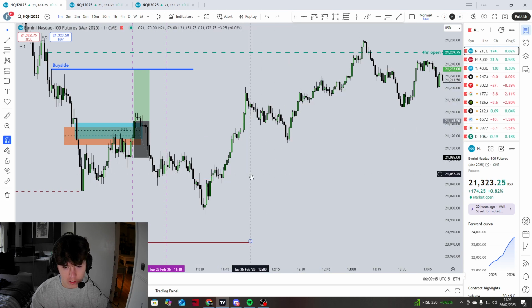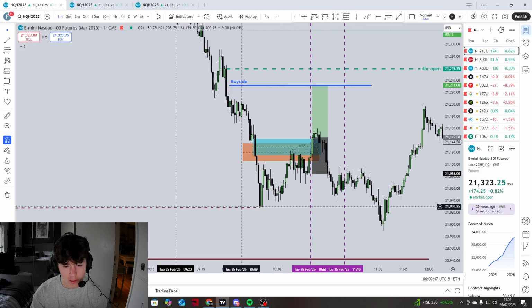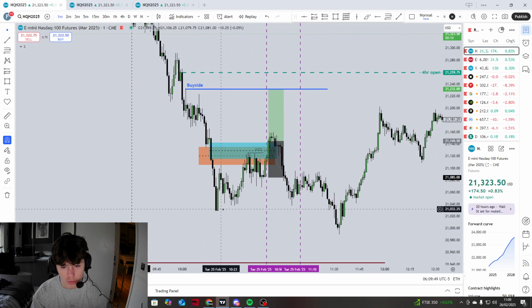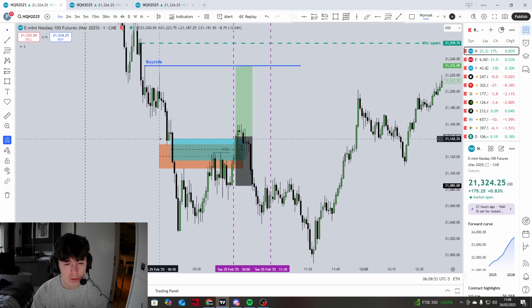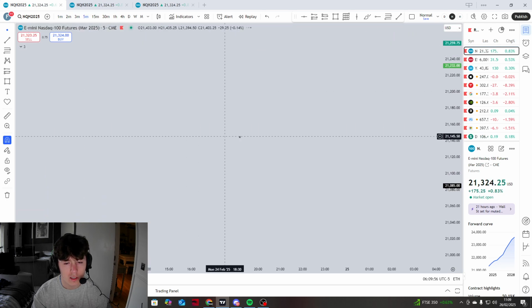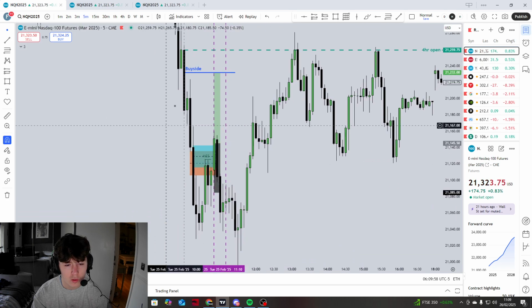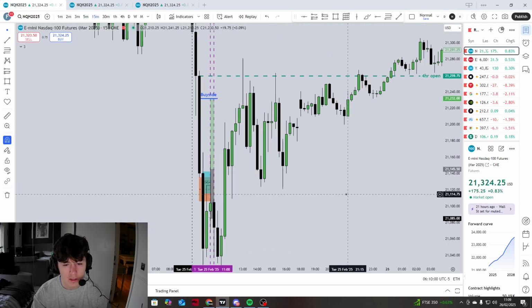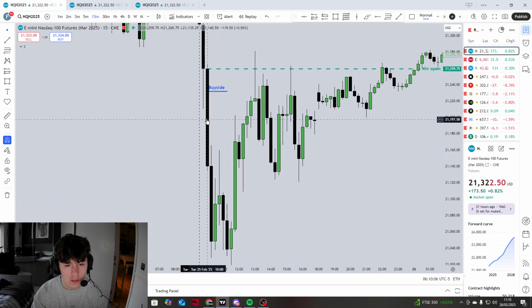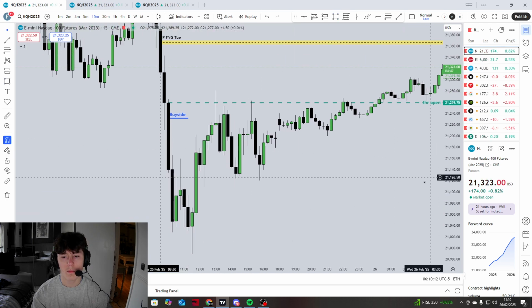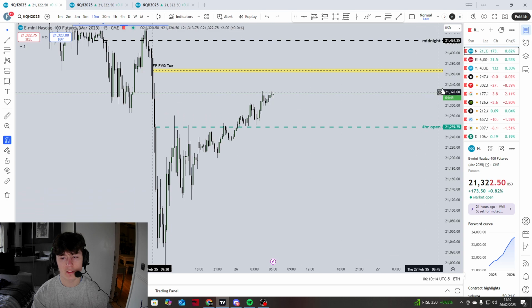So it is unfortunate, but sometimes that's the way the cookie crumbles. But I think it was a good setup. Didn't hate it. Lunch macro, inversion of a 5-minute. We had this unfilled 15-minute right here. Let me just get rid of these. See, we had this unfilled 15-minute right here, which I wanted to see traded to. But it is what it is today.